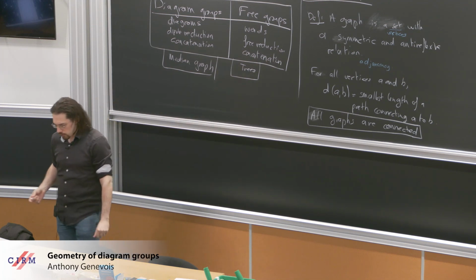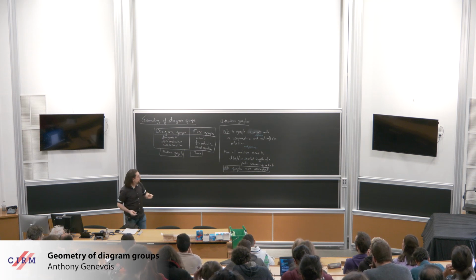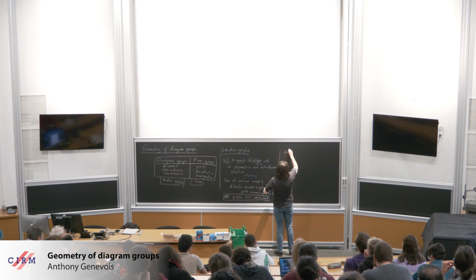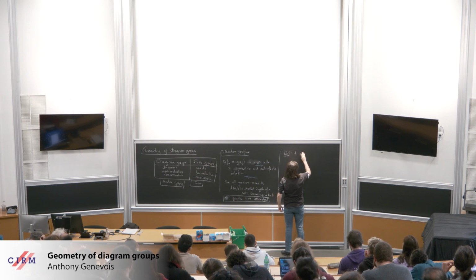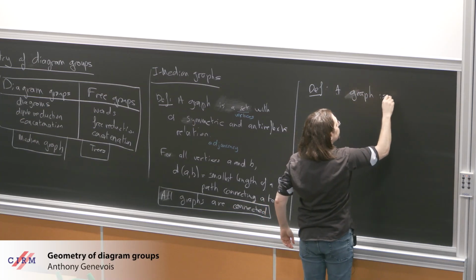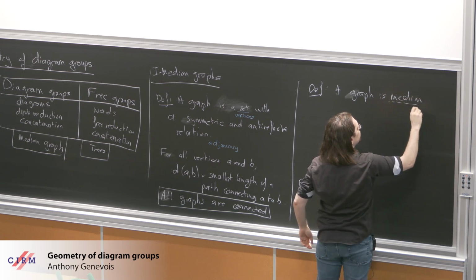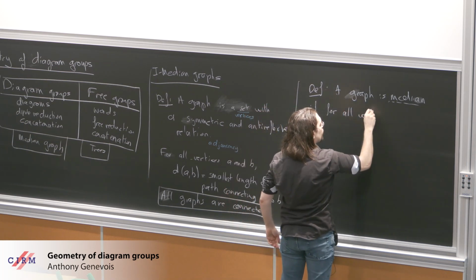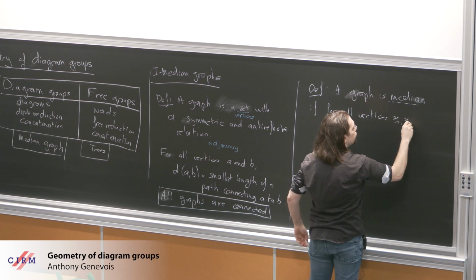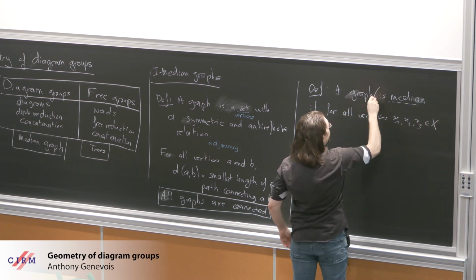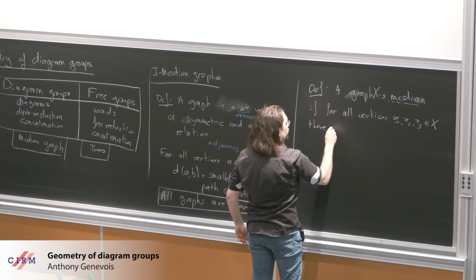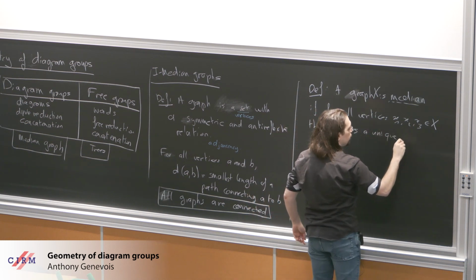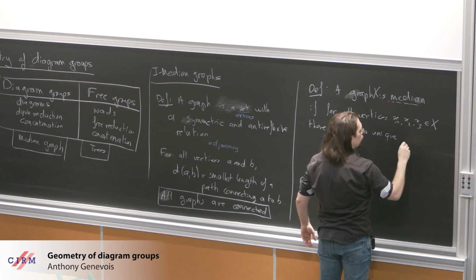Now, what's a median graph? Definition. A connected graph X is median if for all vertices x1, x2, x3 of the graph X, there exists a unique vertex, called the median point.